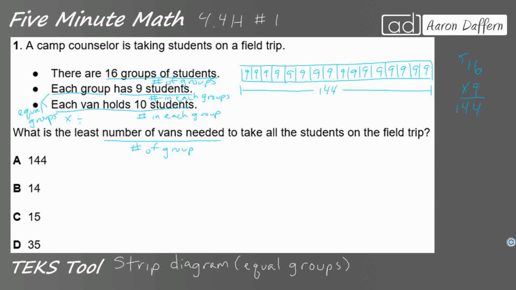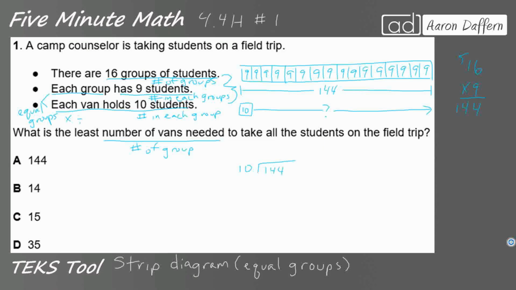Now that I know that I've got 144 students, right, I had to take these two, put it into a total. Now I can deal with a second set. I'm going to put those 144 kids into vans. Now, I have the number in each group. So what I'm going to do here is I'm going to put 10 in a box. I'm going to draw an arrow saying how many 10s can I fit into 144? I'm going to have to interpret the remainder because it's not going to go evenly. So let's divide 10 into 144, right?